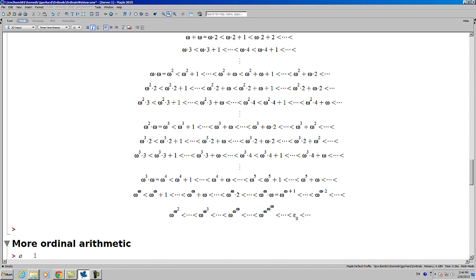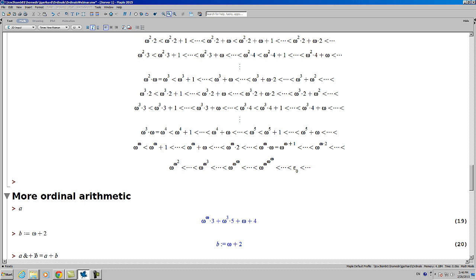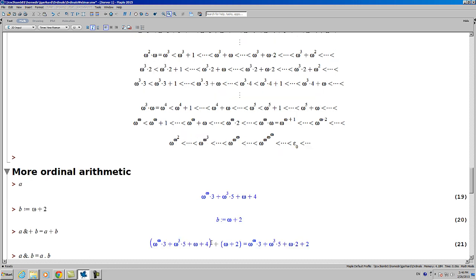Okay, let's do a little bit more about ordinal arithmetic. We recall the ordinal A, which we defined previously, and we define a new ordinal B, which is just omega plus 2. So what happens if we add the two? That's basically the same as omitting all the parentheses and then performing term-by-term addition. Now here the only thing that's interesting is we add the 4 from the left to omega, and as we've already seen in examples before, that just means the 4 gets absorbed. So what's left is the omega.